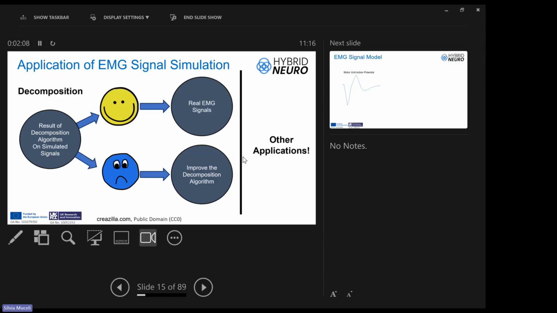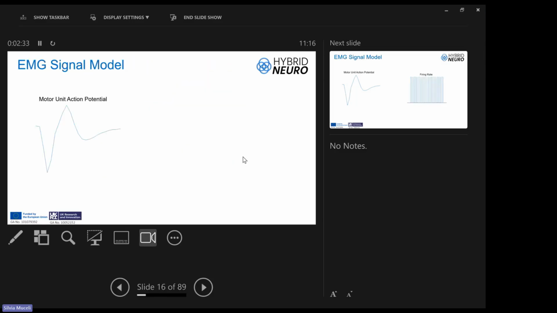Of course, in this workshop we are focusing on the decomposition application, but this simulation has other applications. For example, if you want to see the effect of a specific parameter, or simulate a disease and see what's happening because of that effect, all of these things can be simulated and learned more about, but we are focusing on the decomposition.